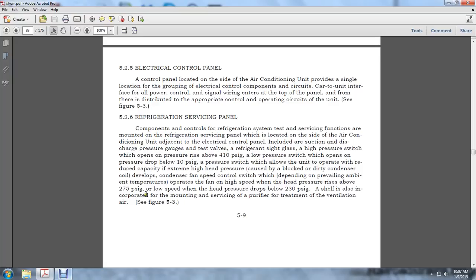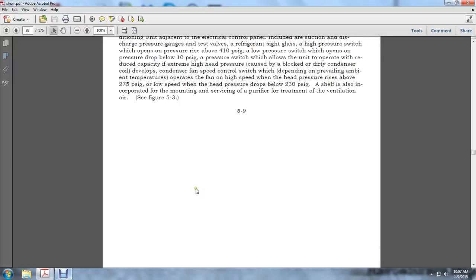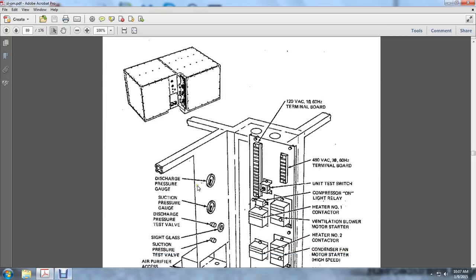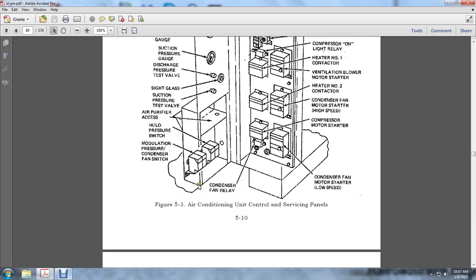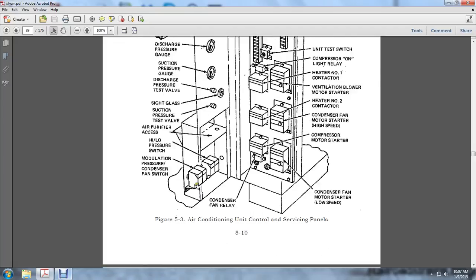The shelf is incorporated for mounting the air purifier for the treatment of the ventilation air, see figure 5.3. Here in 5.3 you see the air conditioner unit and control service panel.